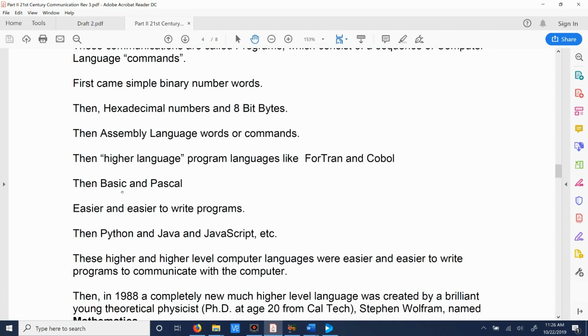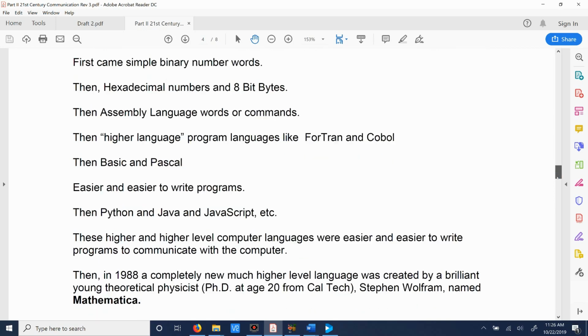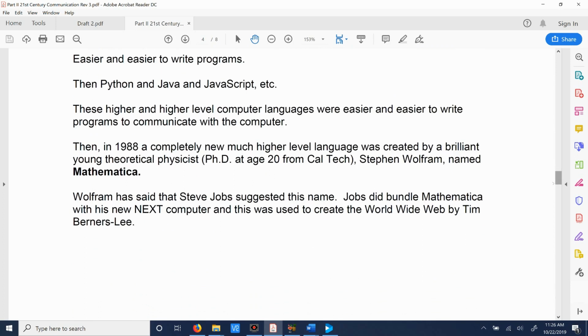And these are what are called higher level computer languages, and they're easier to use, much easier to write programs in BASIC and Pascal than with assembly language. And then later came things like Python and Java and JavaScript. And so there have been a lot of computer languages over the years that have been developed, higher level languages. And the higher and higher level languages became easier and easier to use to write programs. Now, this went on for several decades.